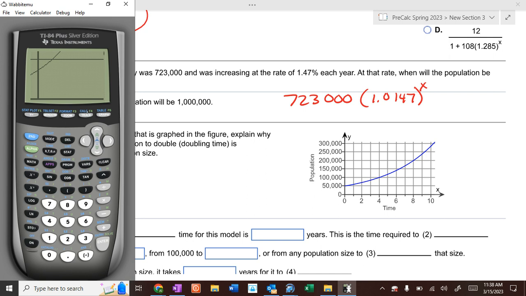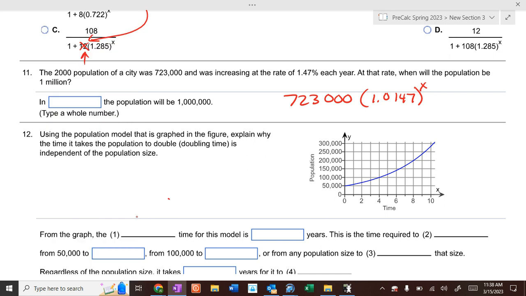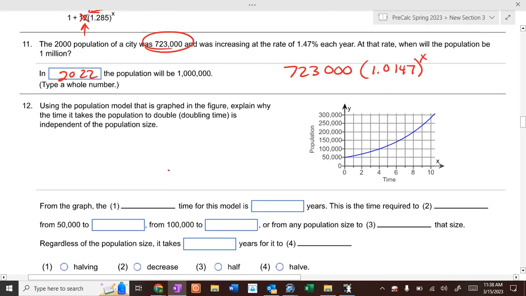So then you go second trace, find out where they intersect, enter, enter, enter. They intersect at 22.2. So 22.2 years later would be in 2022. That city will hit 1 million. That was at 723,000. Okay? So you got to do a little graphing calculator work, but it's not that bad.